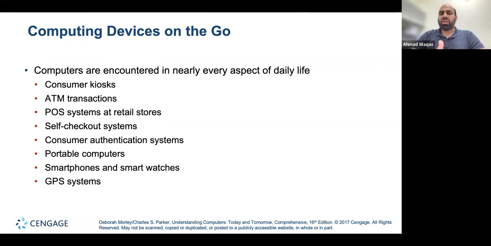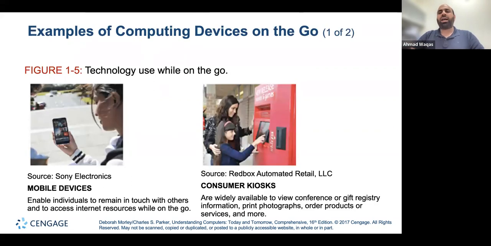Consumer kiosks, ATM transactions, point-of-sale systems at retail stores, self-checkout systems, consumer authentication systems, portable computers, smartphones and smartwatches, GPS. All these, you can see, we are actually surrounded by computers. I remember when I moved here to the United States, I was very new to the environment. I didn't know where to go, but the maps, the GPS, helped a lot. Wherever you go, you will find a way. So that's the best use of the technology.